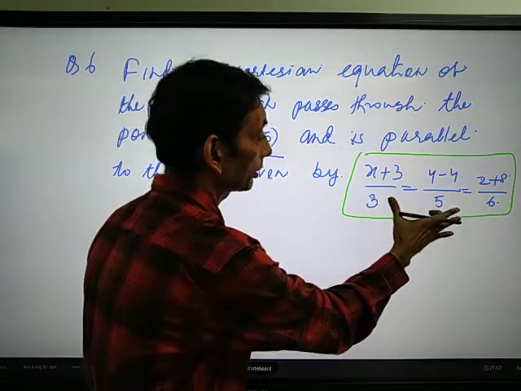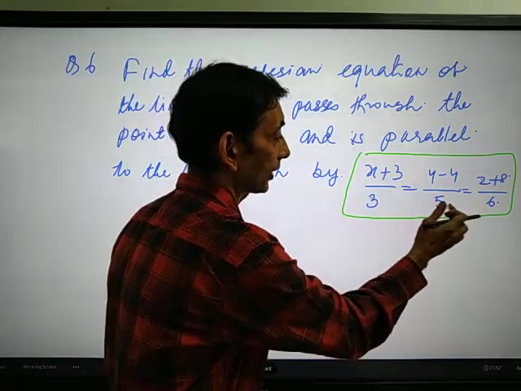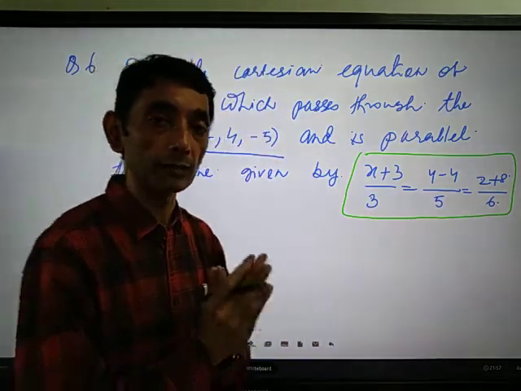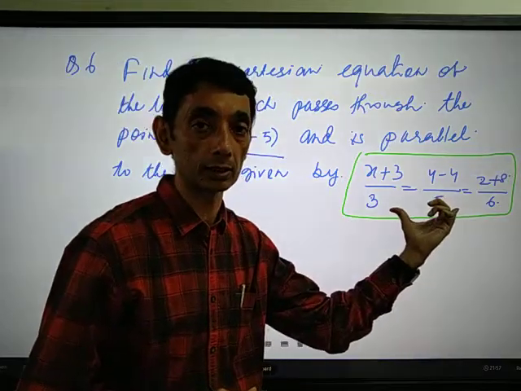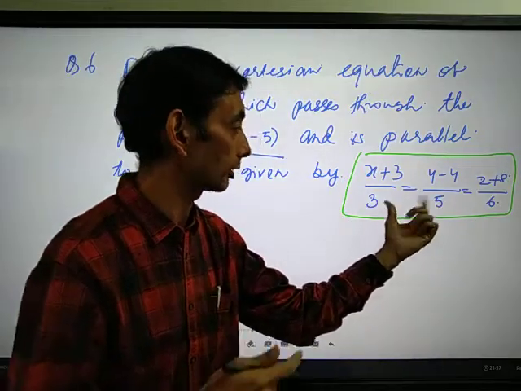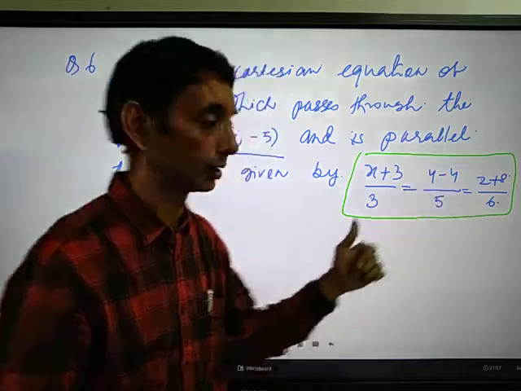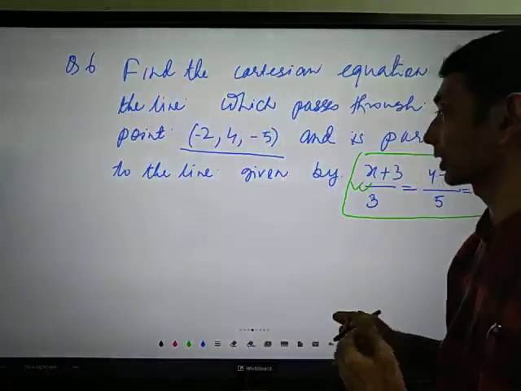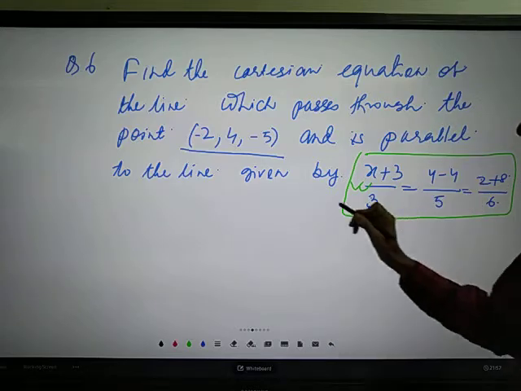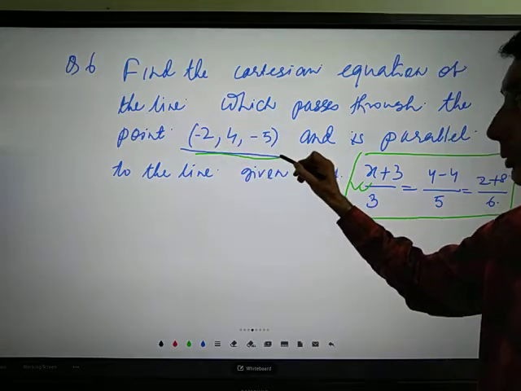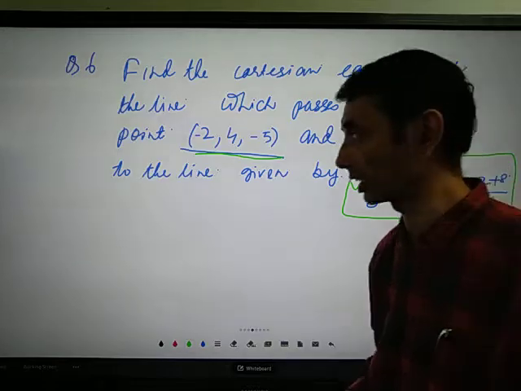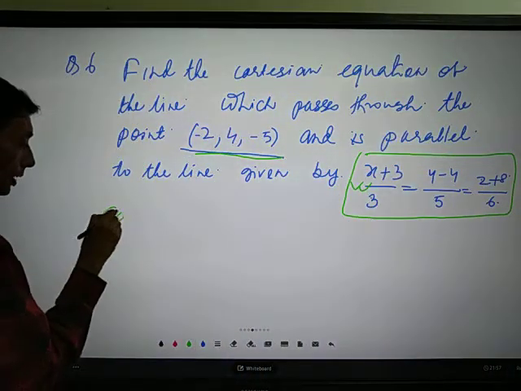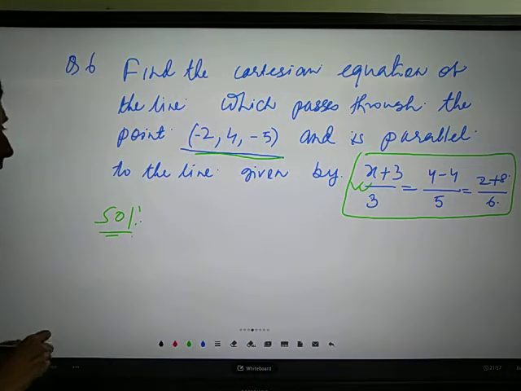So we know the direction ratio of this line is 3, 5 and 6, and the line which is parallel to this line, so the direction ratio of that line will obviously be 3, 5, 6. So with the help of this we can find the direction ratio of the line. Apart from that, the line passes through the point. So this is also a direct question. So we can solve it in a very small number of steps.